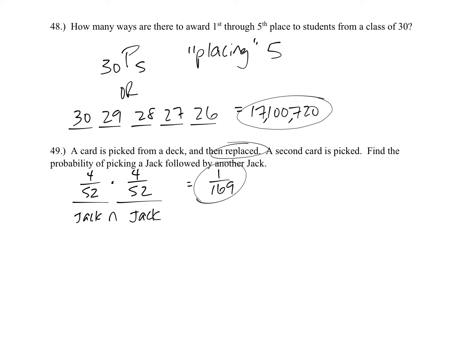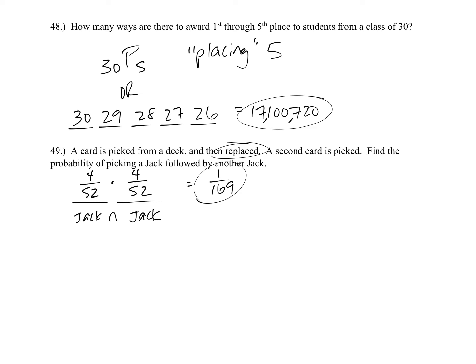A card is picked from a deck, then replaced, so you still have 52 cards to choose from then. If it wasn't replaced, your number would change from 52 to 51. A second card is picked, find the probability of picking a jack, followed by another jack. So that means jack and jack. So I write it out in words because it helps me figure out the formula and what to do mathematically.